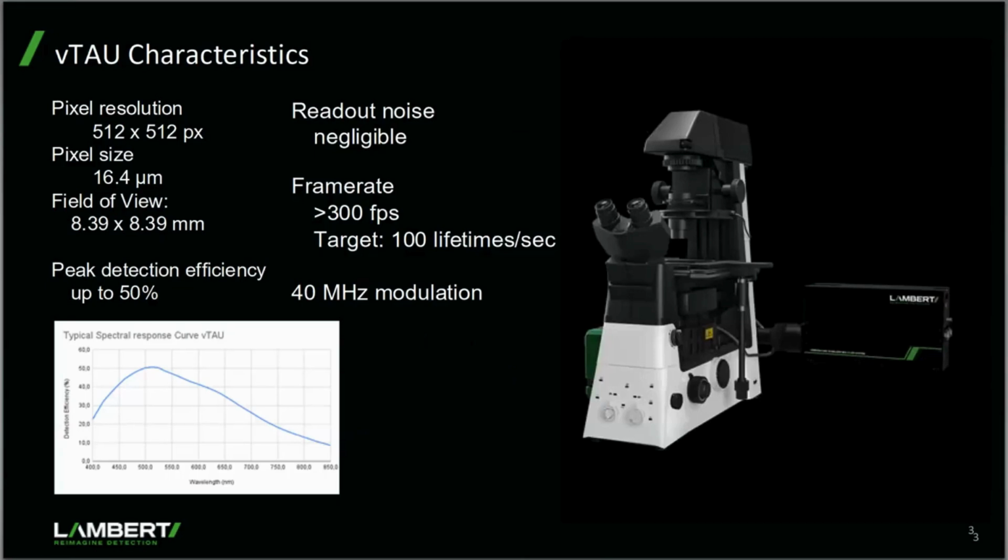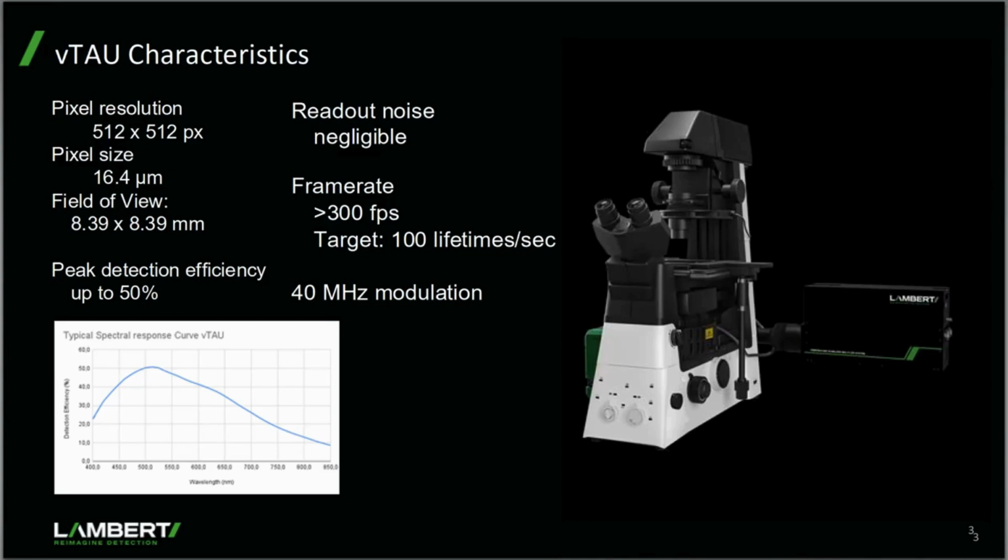The specs of the VTOW system: it's 512 by 512 pixels, and the pixel size is just over 60 microns. Therefore, it has a field of view of more than 8 by 8 millimeters. Since it's SPAD, it doesn't have any read noise. It does still have some background noise, but it doesn't have any read noise anymore, allowing it to go to even lower light intensities.